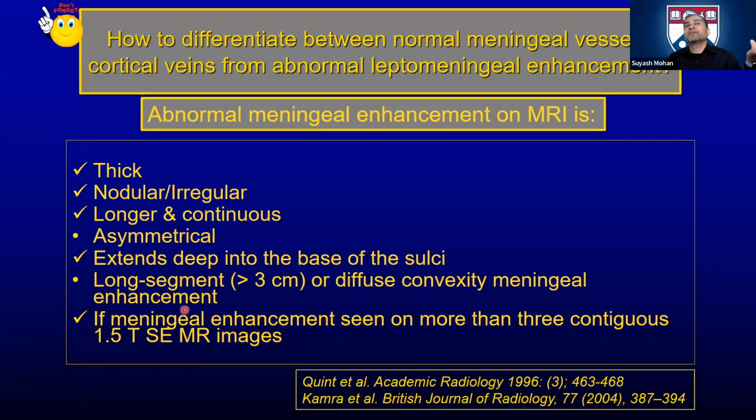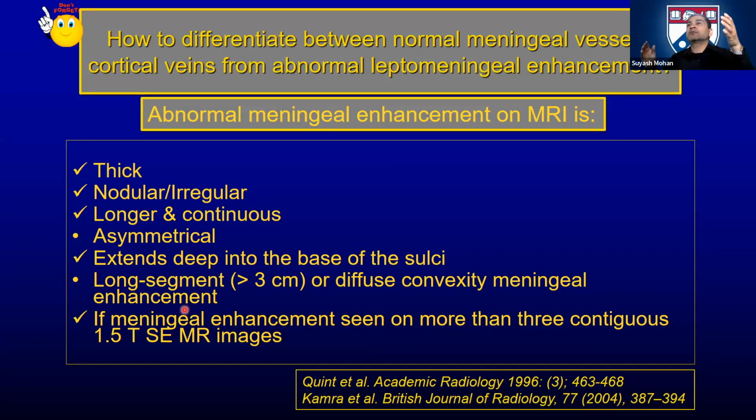The summary is that abnormal enhancement is usually thick, right? It is nodular. It is asymmetric. It goes to the depth of the sulcus. And the most important teaching point is that when you scroll through your axial post-contrast T1 weighted images, if this enhancement persists on multiple axial images, it is abnormal.